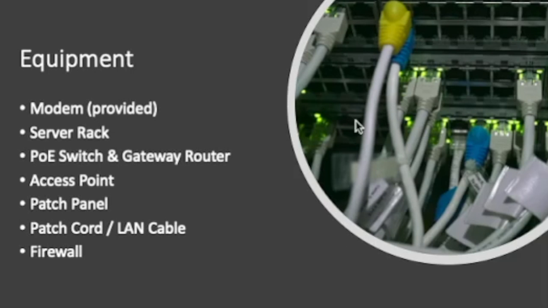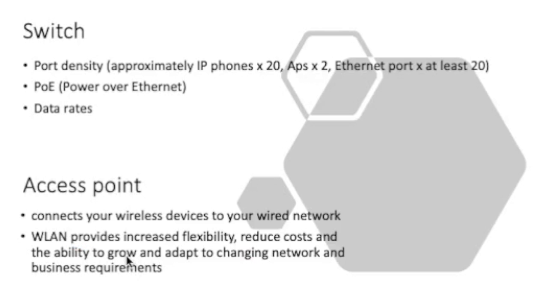Next, I will talk about the equipment that I need for this network and the features I may be looking for. These are the basic items needed for this project. The modem is usually provided by the ISP, the server rack to place the switch, the router, and the patch panel. A patch panel is a hardware device that provides a large number of ports on the front to connect network devices like printers or PCs by patch cords, which are also LAN cables, and also the access point and firewall. When we're designing a network, it's important to select the proper hardware to meet the network requirements as well as allow for network growth.